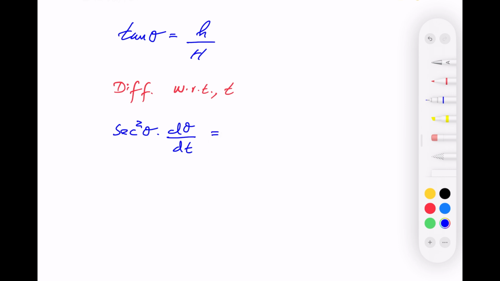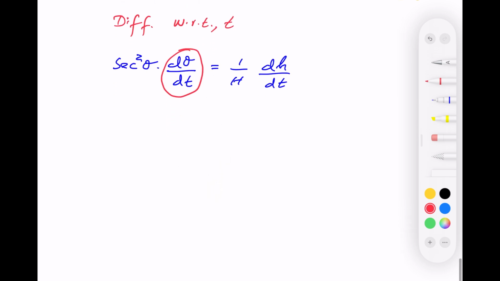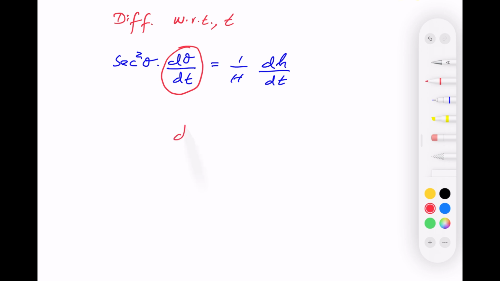On the right hand side, we know capital H is a constant, so I can just factor that out as 1 over capital H. And I simply have to differentiate the lowercase h with respect to time t. When you do so, it's going to be just d lowercase h by dt. Now we are done. So the rate of change of the angle of elevation is given by d theta over dt. In fact, in this problem, I need to isolate that because I have to find the rate of change of the angle of elevation.